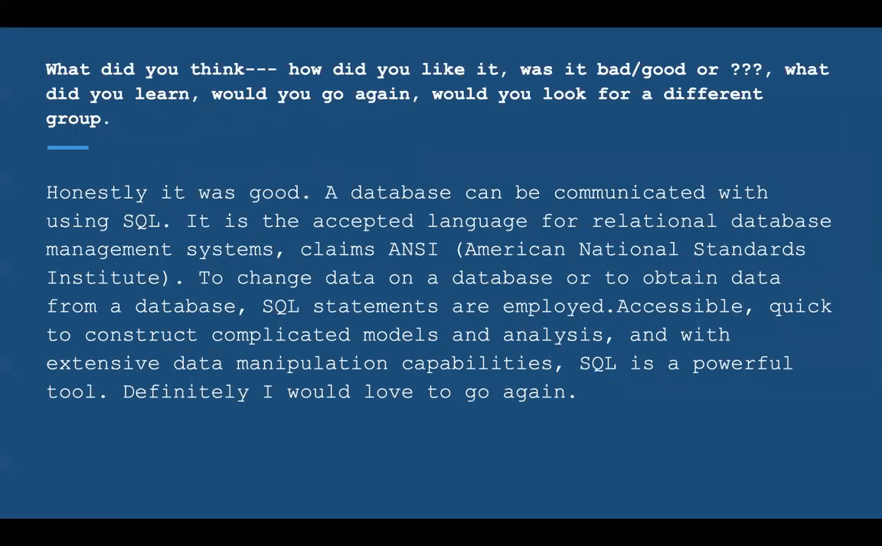So, the next question is what did you think? How did you like it? Was it good or bad? Honestly, it was so good. I learned a lot of things, seriously. They discussed databases, SQL commands, and then they discussed this thing too.